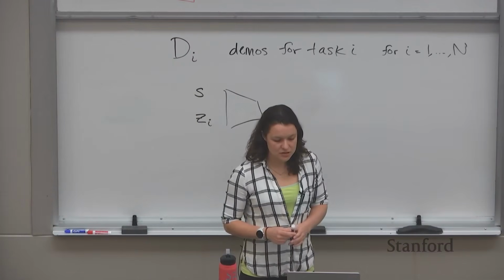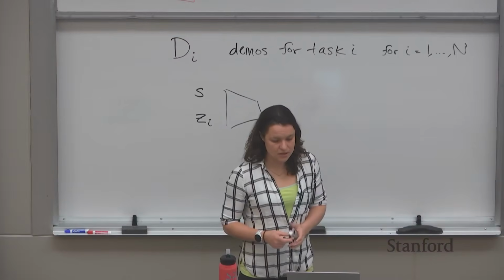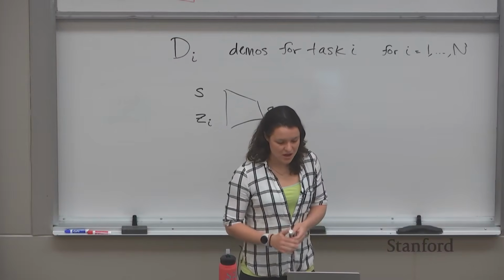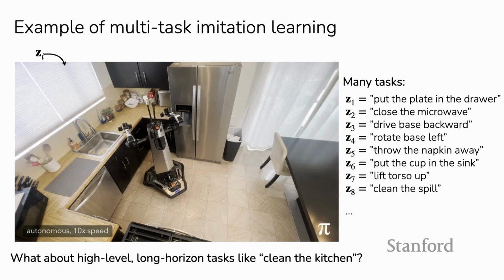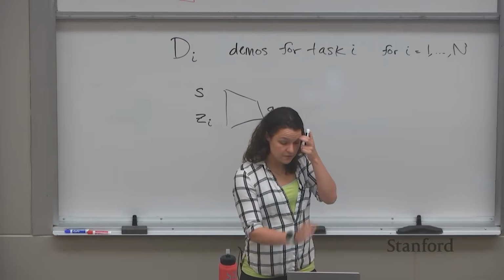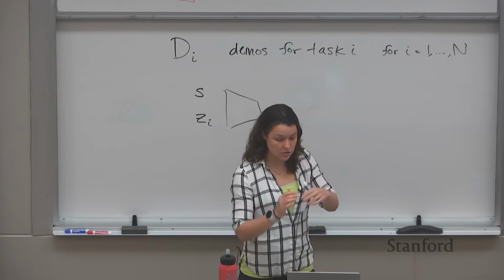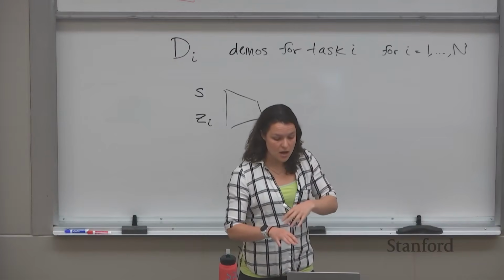Yeah, so the question is, are these systems hierarchical? Some of these tasks are fairly high level. So the next part of this slide is, what about even more high level tasks? What if you wanted to tell the robot to clean the kitchen? For the videos that I've shown here, this is just one single policy that's doing it.